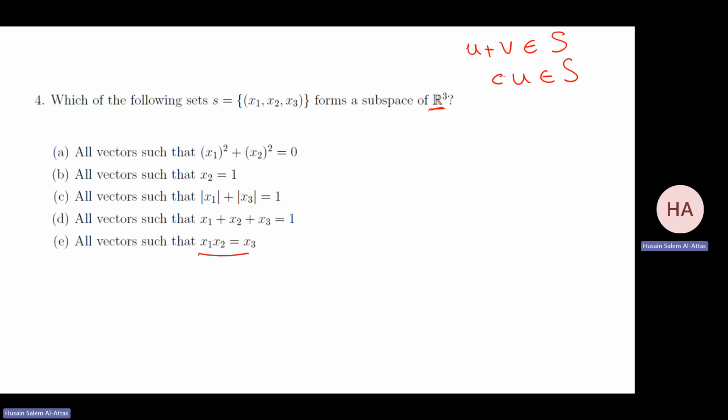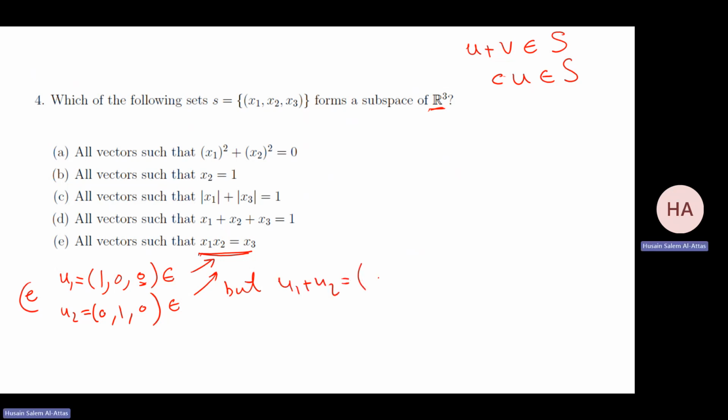Okay. Let me show this doesn't form a subspace. To show that, I need an example. Let me take U1 as 1, 0, 0, and U2 as 0, 1, 0. This belongs to this set, since X1 times X2 gives me X3. And this one also belongs to this set. But U1 plus U2 will be what? 1, 1, 0. This does not belong to the set. Let me call these W1, W2, W3, W4, W5.